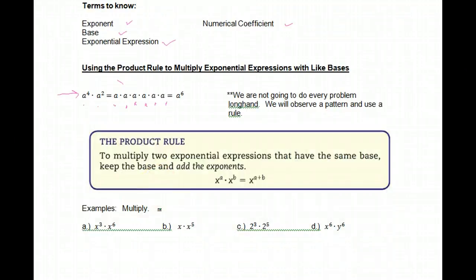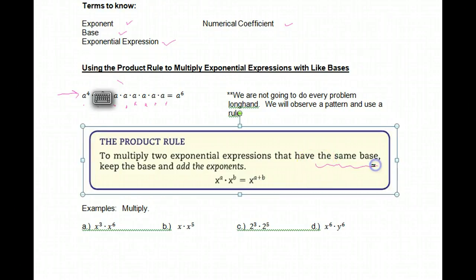We have what's called the product rule. The product rule allows us to multiply two exponential expressions by keeping their base the same and adding their exponents. And please note that they have to have exactly the same base in order for this to work. So if you have x to the a and x to the b, and they're being multiplied, you would simply add a and b and keep your x.